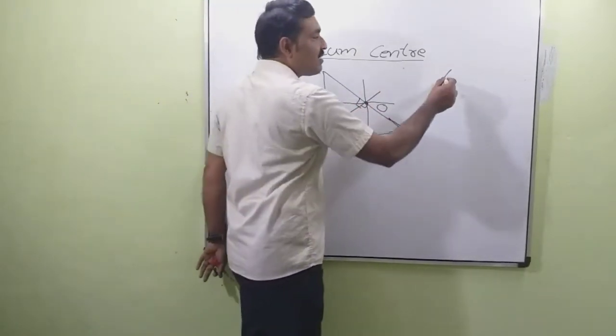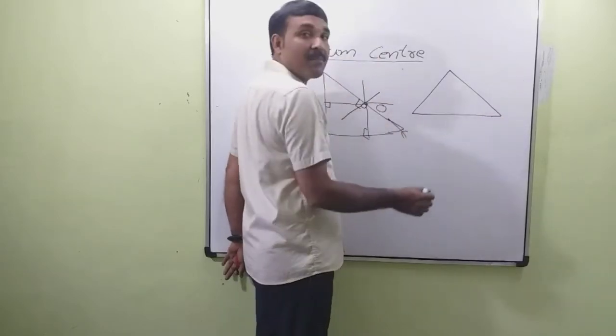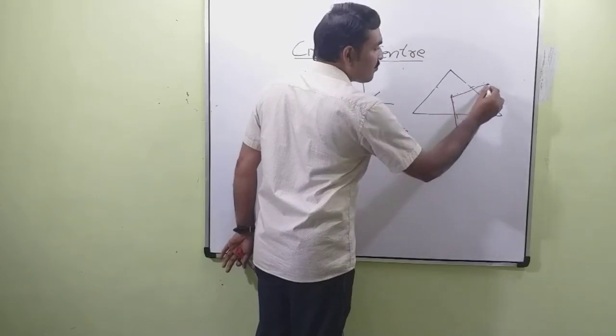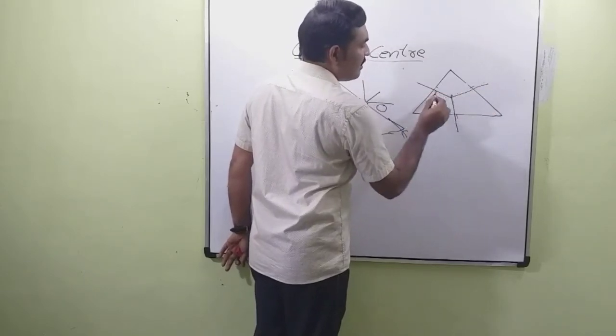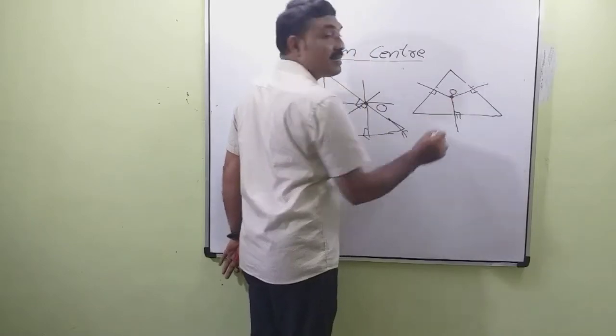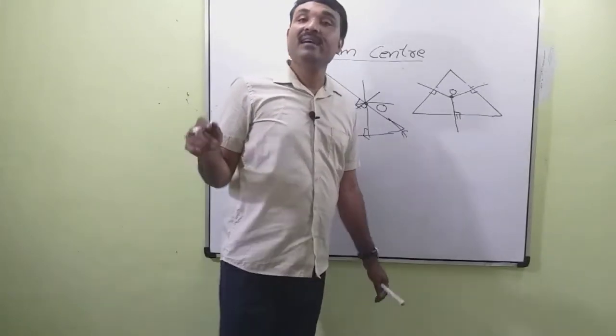Now consider an equilateral triangle. For this triangle, I am drawing the perpendicular bisectors to the sides of the triangle. This is 90 degrees, 90 degrees, 90 degrees. This point is O, that is the circumcenter. This lies inside in the case of an equilateral triangle.